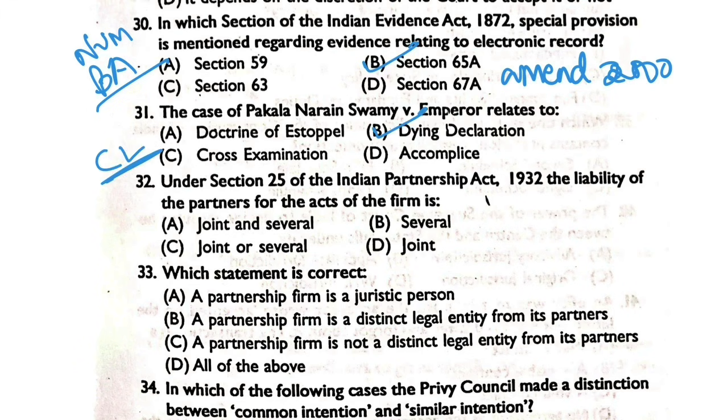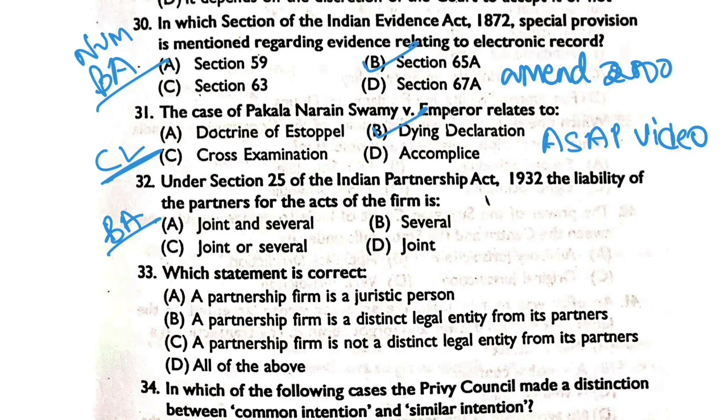Then question 31, the case of Pakala Narayan Swamy versus Emperor relates to dying declaration. We also have a dying declaration video. We talked about the case. You can watch it. This is a case law based question. Very basic, landmark case. Even in the case law based questions, they will not ask you random, not important cases. They will only ask you landmark cases in the case law based questions.